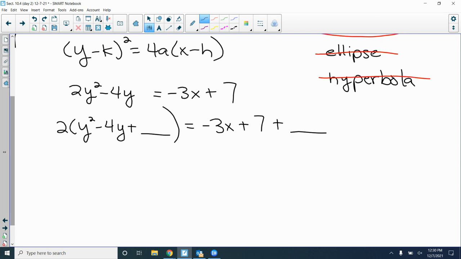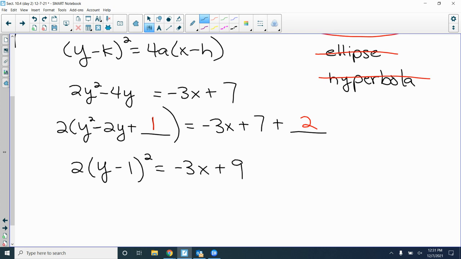Half of a negative 4, Ellie. Wouldn't it be minus 2y? Yes, it would be, because I should have divided by 2 and I didn't. So that should be minus 2y. Thank you. All right, so it should be negative 2y there. Now cut that in half. Negative 2 divided by 2 is negative 1. Square it. You get positive 1. What goes on the other side, though? It'll be a 2. So I have 2 times y minus 1 squared equals negative 3x plus 9.